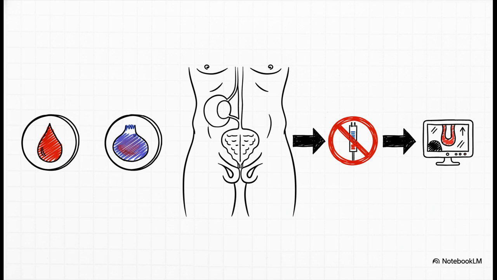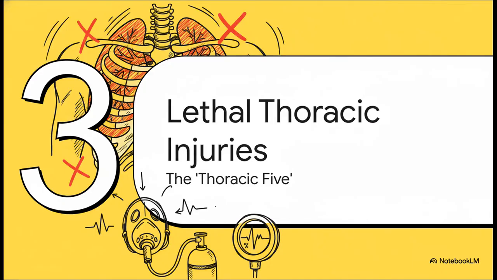You don't jam a catheter in there. The next step is a retrograde urethrogram to figure out what's going on. Okay, this flows perfectly from our ABCDEs. When you're on B for breathing, you're not just looking, you are actively hunting for a specific list of killers. We call them the lethal thoracic 5, and you have to be able to spot them and manage them instantly.